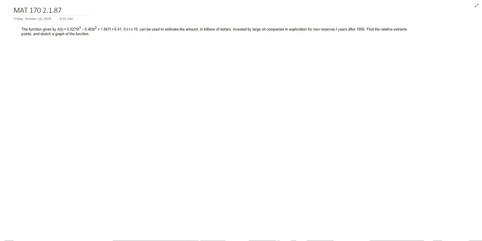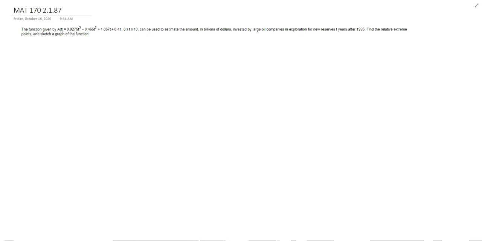The function given by A of t equals 0.0275 t cubed minus 0.465 t squared plus 1.867 t plus 8.41, for t from 0 to 10, can be used to estimate the amount in billions of dollars invested by large oil companies in exploration for new reserves t years after 1995. Find the relative extreme points and sketch a graph of the function.